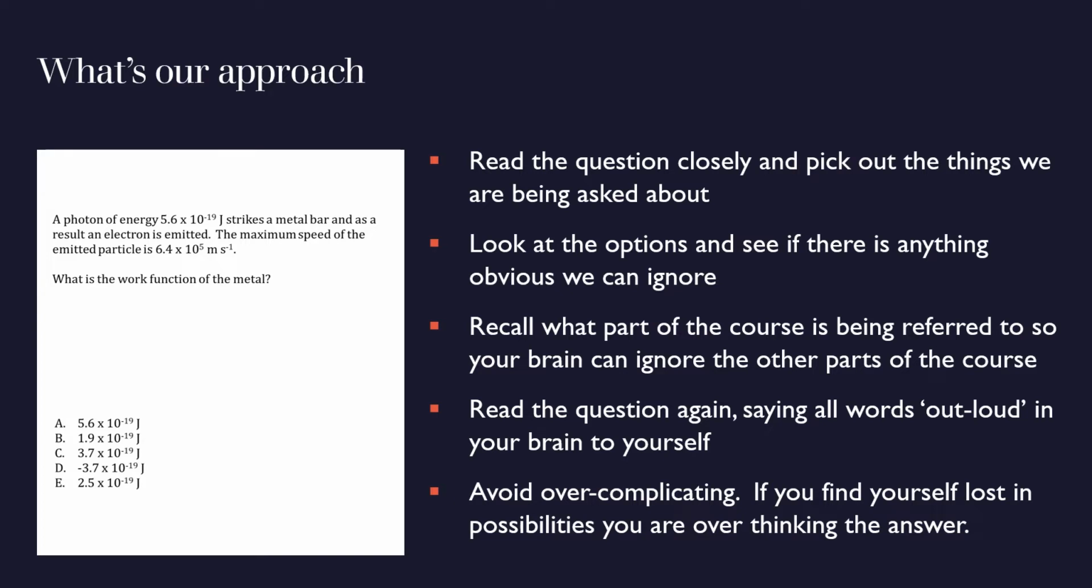Any options that are obvious that we can ignore? Not really. Recall that this is in the wave-particle duality part of the course, and always take time to reread the question and avoid overcomplicating. If you find yourself lost in what's going on, take time, read it again, and in this instance you might want to draw a picture of what's happening. That might help.